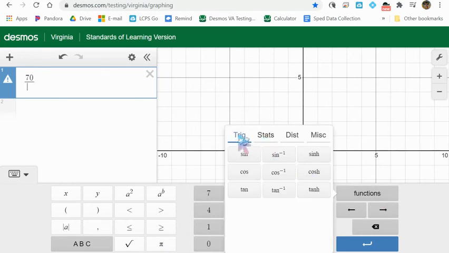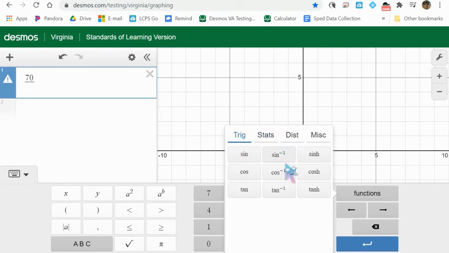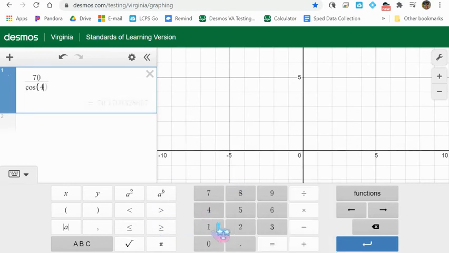Click on functions, make sure you're on trigs. If you're seeing any of these other things, then you just need to click on trig. And we want cosine of 42. We're in degree mode, so we're okay. We get 94.194.